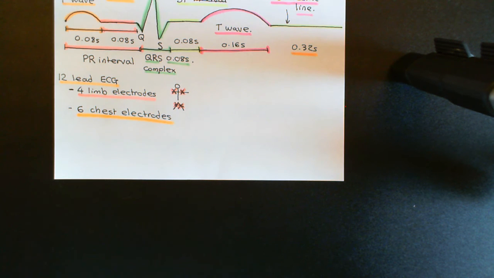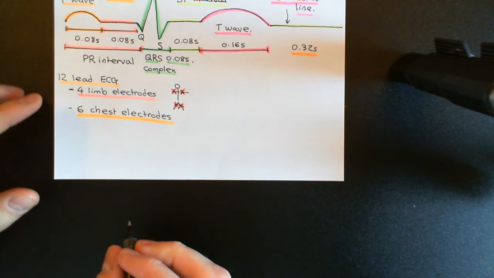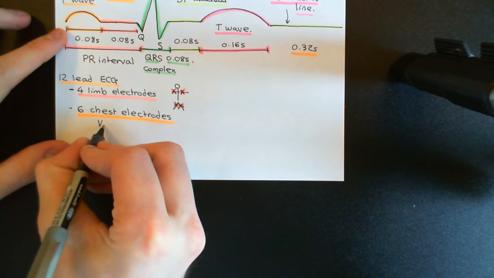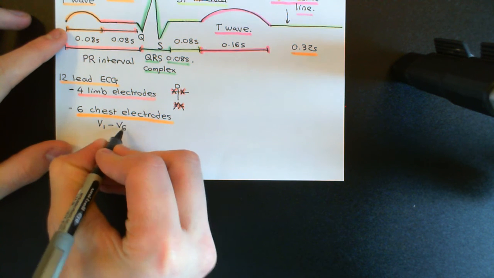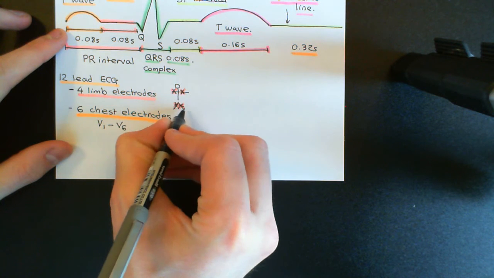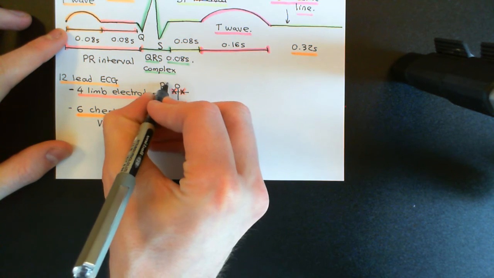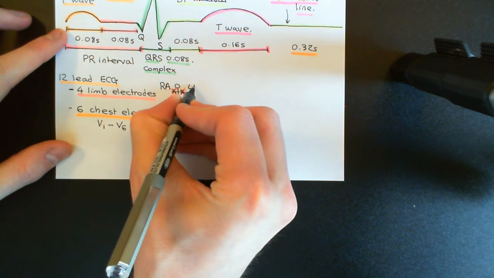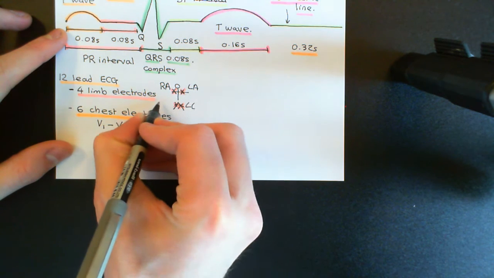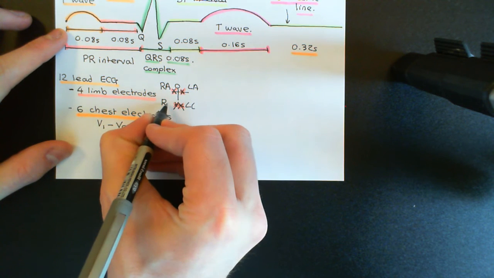So I advise you to pause the video as we're going through this and actually feel down where you would put them. You will remember it best if you actually have felt and worked out for yourself where you would put these electrodes on yourself. Okay, so the 6 chest electrodes then, we're going to call them V1 to V6. By the way, let me just give you the names for these. You just abbreviate right arm as RA, left arm as LA, left leg as LL, and right leg as RL.